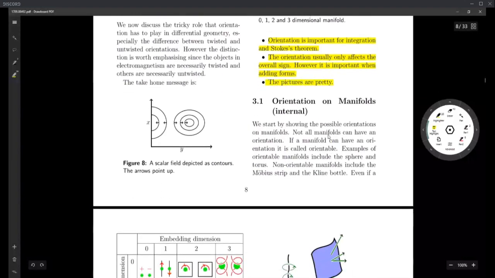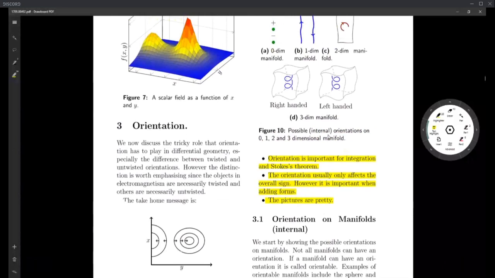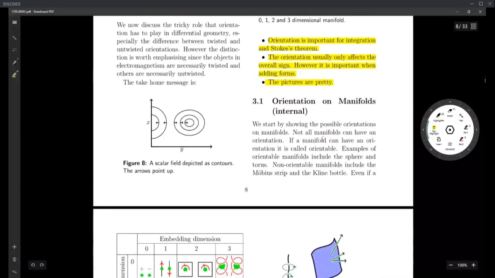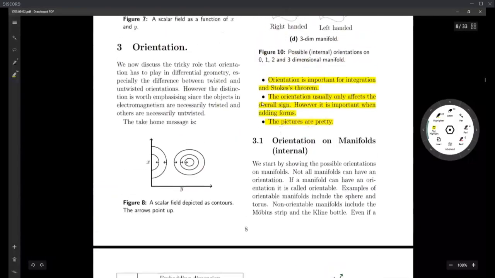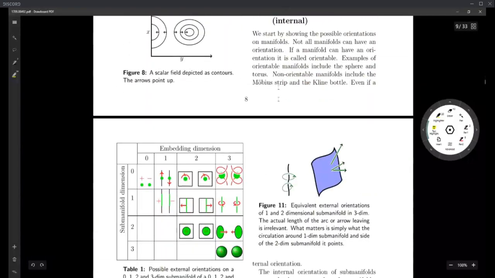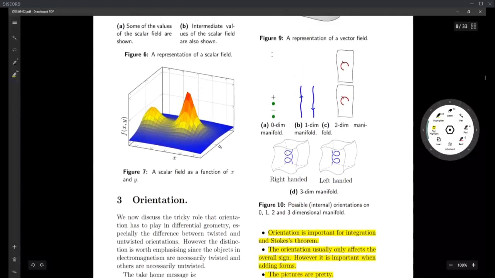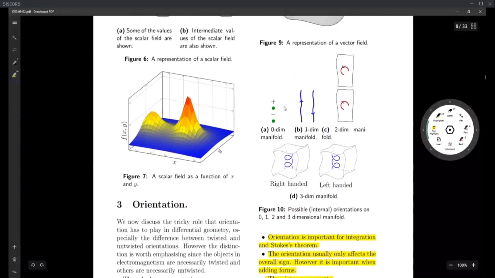Okay. So yeah, orientation on manifolds on an internal scale. We'll just look at internal for manifolds. There's also internal external orientation, but that's only for submanifolds. We'll just look at manifolds before you get to submanifolds. All right. So right here, I showed you the images, and for a zero-dimensional manifold, you have pluses or minuses, albeit conventionally you represent it as a plus.